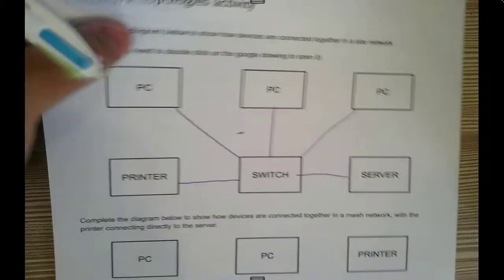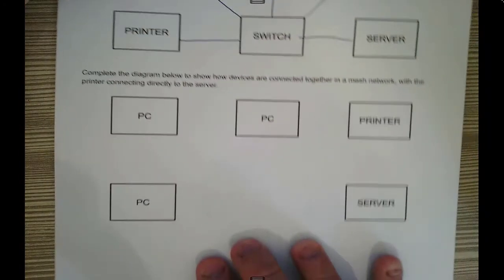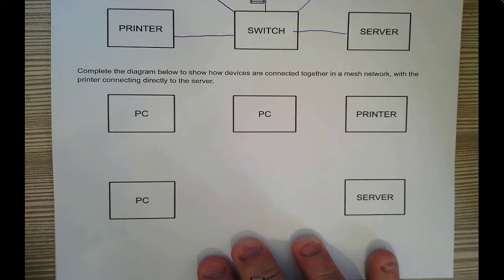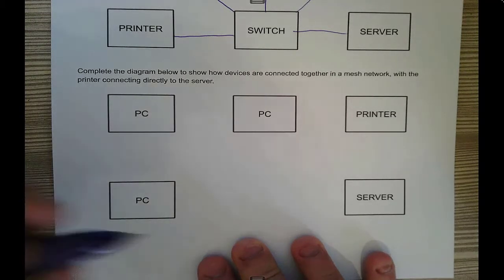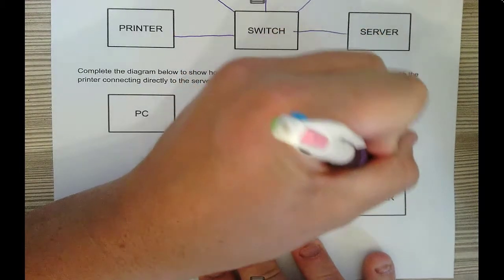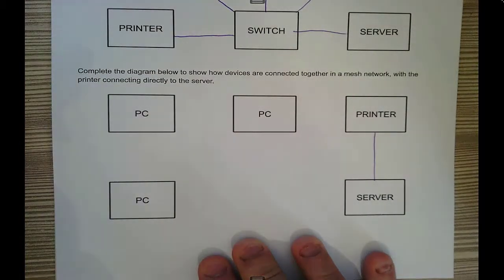Now the next question is, complete the diagram below to show how devices are connected together in a mesh network with the printer connecting directly to the server. So first of all, let's do that last bit. So the printer connecting directly to the server. Now with a mesh network, every device connects to every other device to give multiple pathways of data transmission. So if one way goes down, the next one works, and so on.